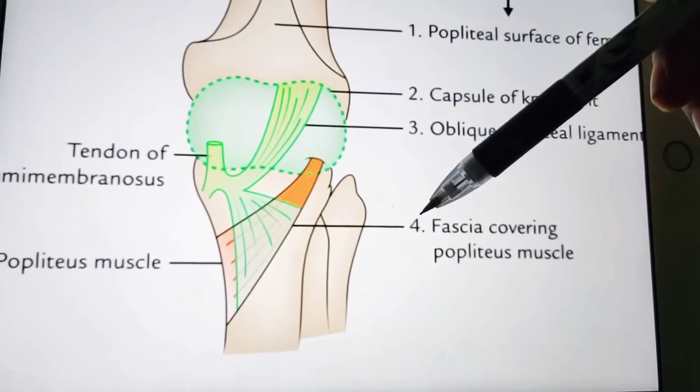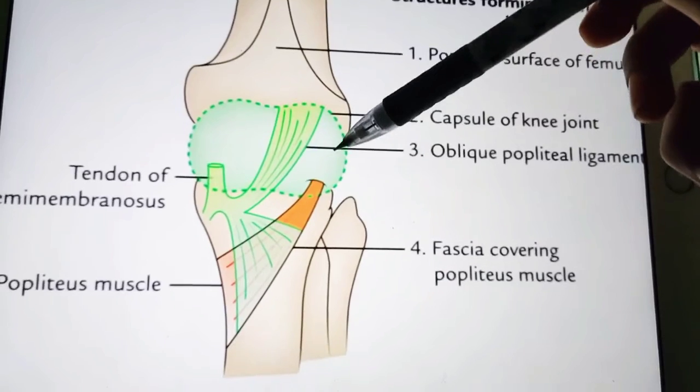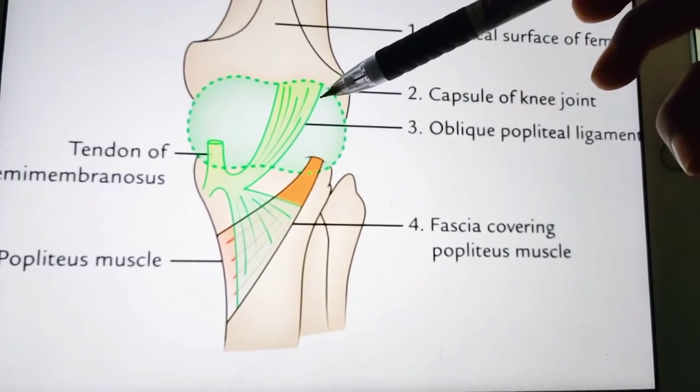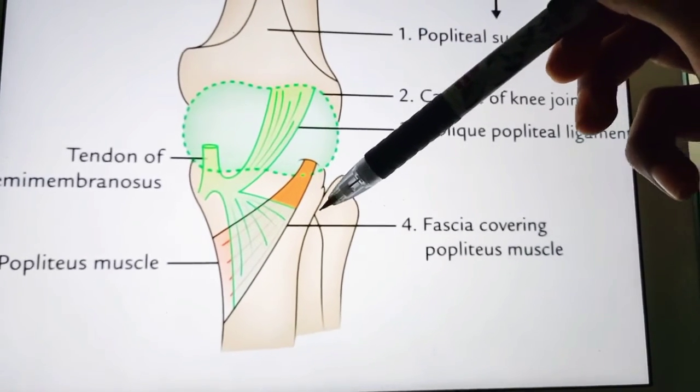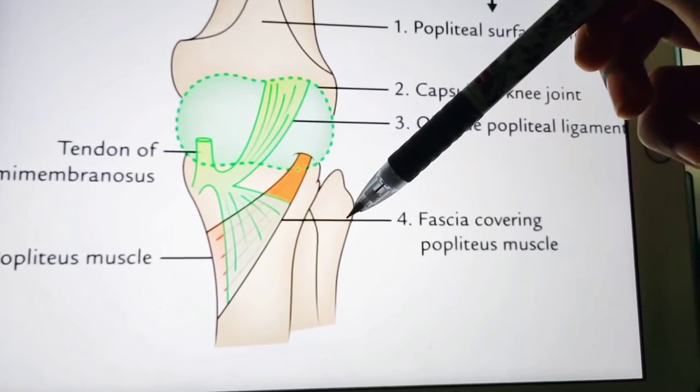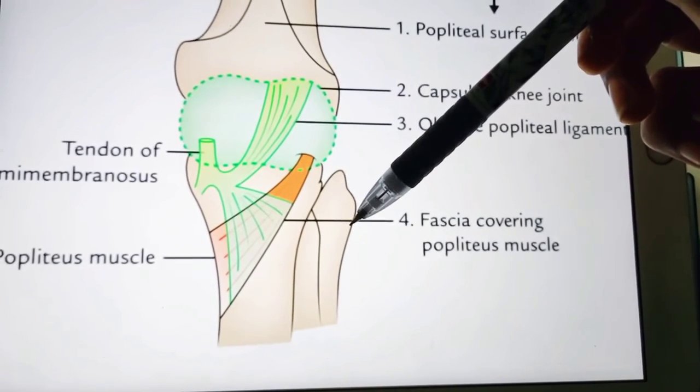Next coming to the common peroneal nerve. The common peroneal nerve can be palpated against the posterior lateral aspect of the neck of fibula. Here you can palpate the common peroneal nerve, which is medial to the tendon of biceps femoris.